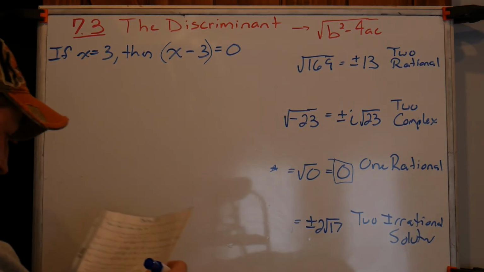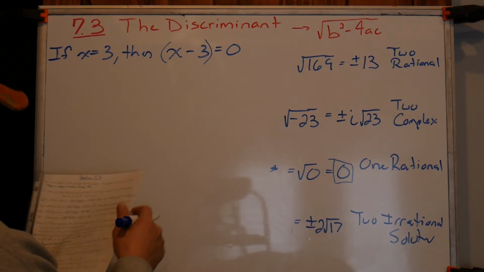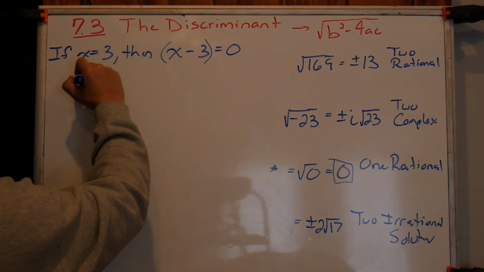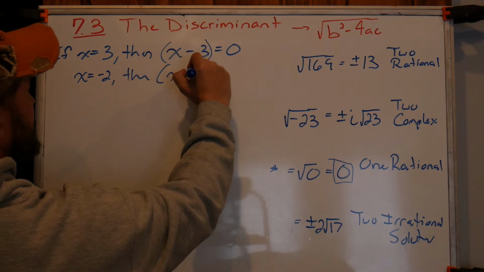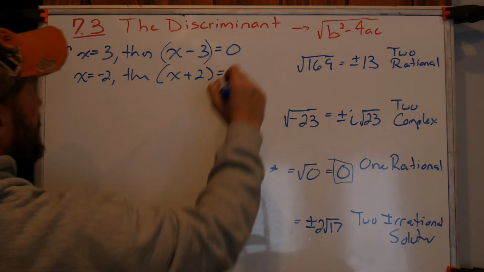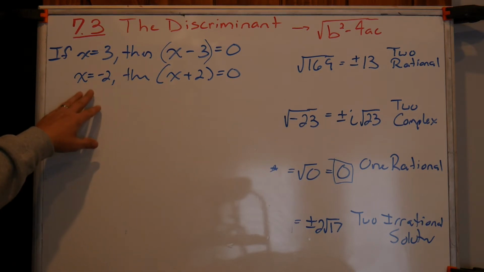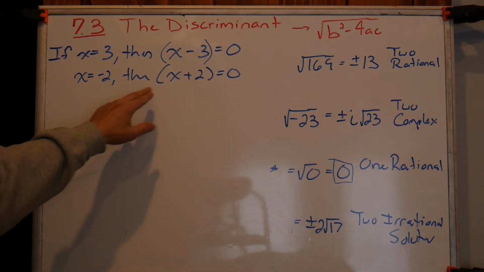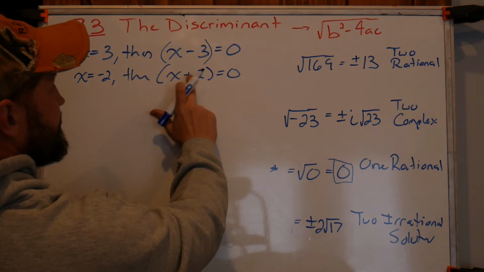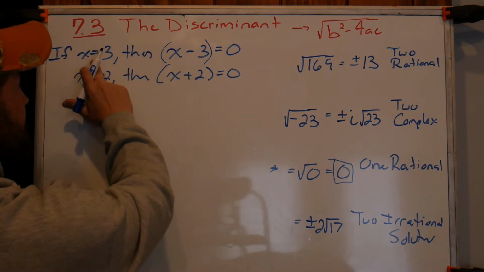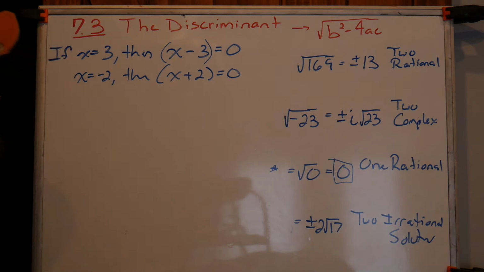Then, what's the other one? If they say x equals negative 2, then we know x plus 2 equals 0. Because if x is negative 2, negative 2 plus 2 equals 0. If x is 3, 3 minus 3 equals 0. You can set that up.